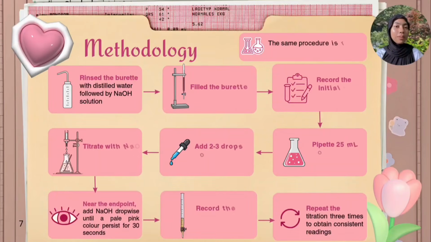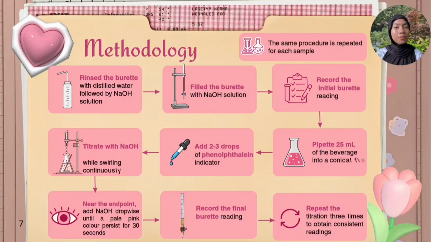Now, I will explain the methodology of the experiment. First, the burette was rinsed with distilled water and then with the NaOH solution before being filled with NaOH. Next, the initial burette reading was recorded. Then, 25 ml of the beverage sample was piped into a conical flask.